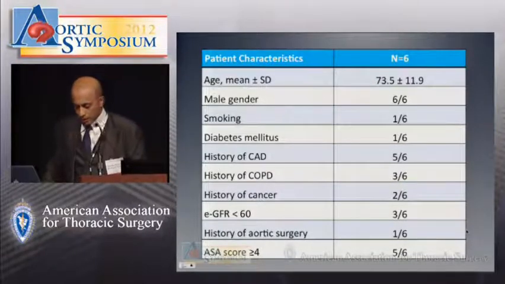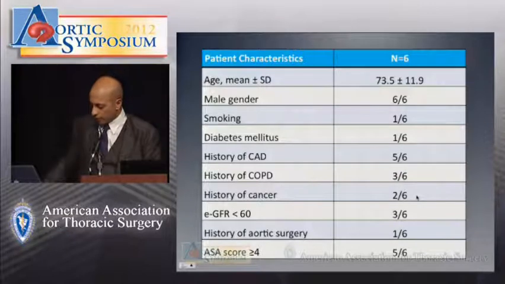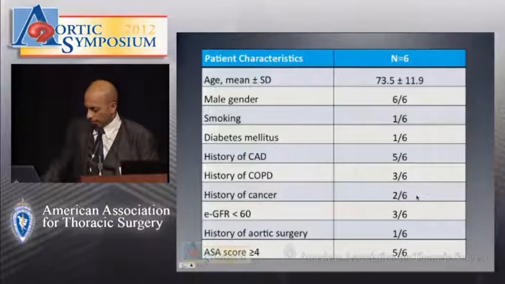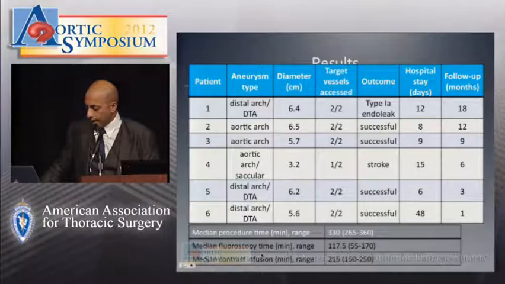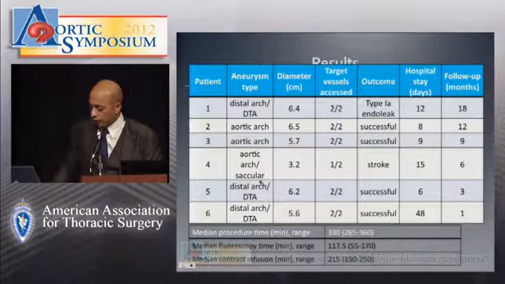So in our initial experience, we have 6 patients. Again, the risk factors are there. I'm not going to go into too much detail, except to say that 5 out of the 6 were ASA greater than or equal to 4. Here's a review of all. We had 4 out of the 6 completely successful.